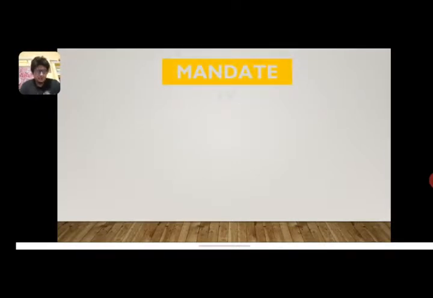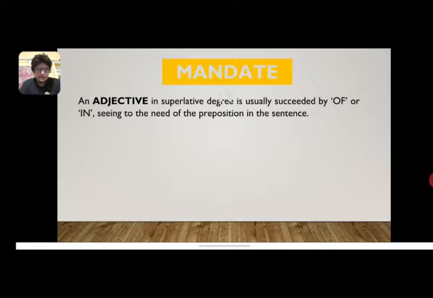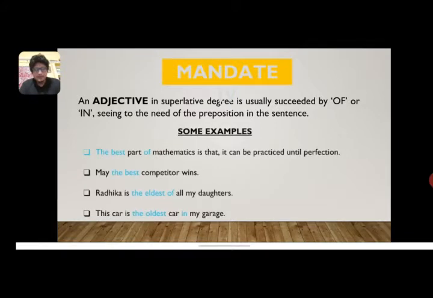Mandate number 4. An adjective in superlative degree, that means the third column, is usually succeeded by of or sometimes in, according to the need of the preposition in the sentence. We don't know yet what a preposition is, because I haven't taught you. With time and successive chronology, we are definitely going to get into such concepts. All these concepts will have to be covered in order to get to a wholesome English knowledge. So let's deal with a few examples. This mandate 4 says that the adjective in the superlative degree will definitely accept of and in in the sentence itself.